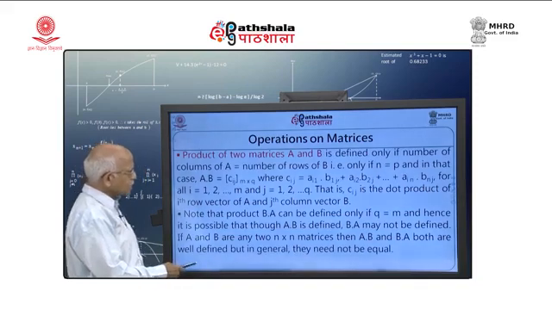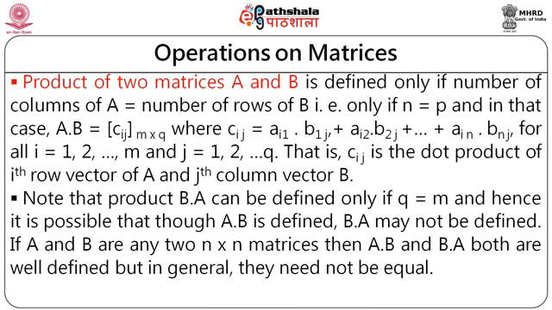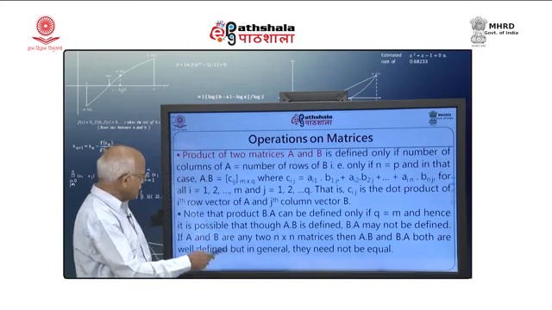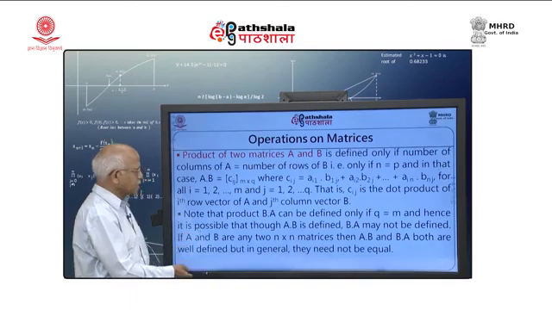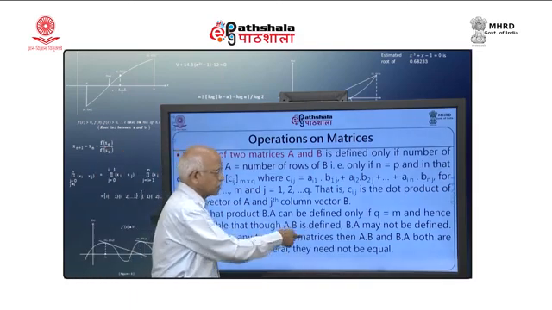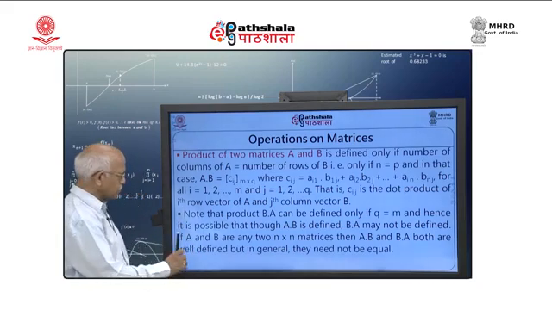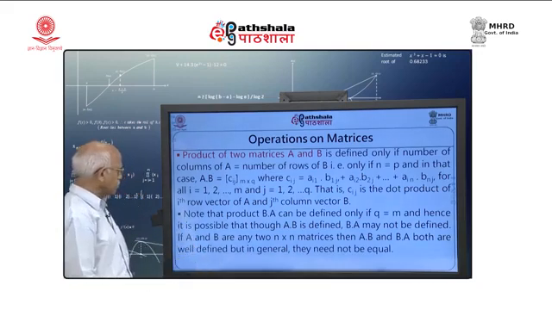You can note that if you consider these as vectors, then Cij will be the dot product of the ith row vector of A and the jth column vector of B. So, this will be just the dot product of these. Note that the product B dot A can be defined only if q is equal to m, and hence it is possible that though A dot B is defined, B dot A may not be defined. So, if you reverse the order of the matrices, the product may not be defined.